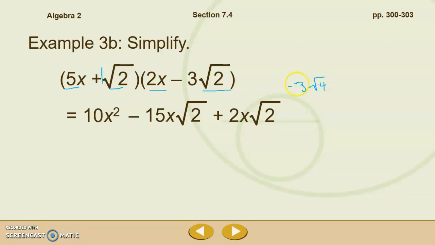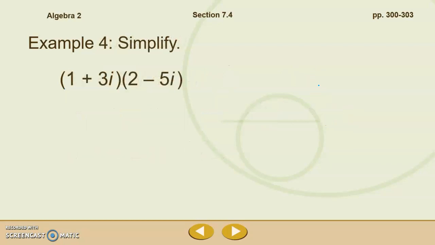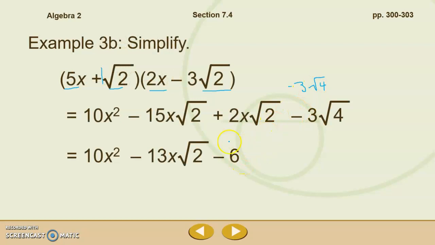The square root of 4 is 2, so negative 3 times the square root of 4 is negative 3 times 2, which is simplified here, negative 6. So I kind of did a step in between there. We can combine our two middle terms here, negative 15x root 2 and positive 2x root 2. Our root 2 stays the same, and all we're doing is combining the rational coefficients. So negative 15x plus 2x is negative 13x. And now we don't have any terms that are the same. We have no like terms, and we are finished simplifying this problem.